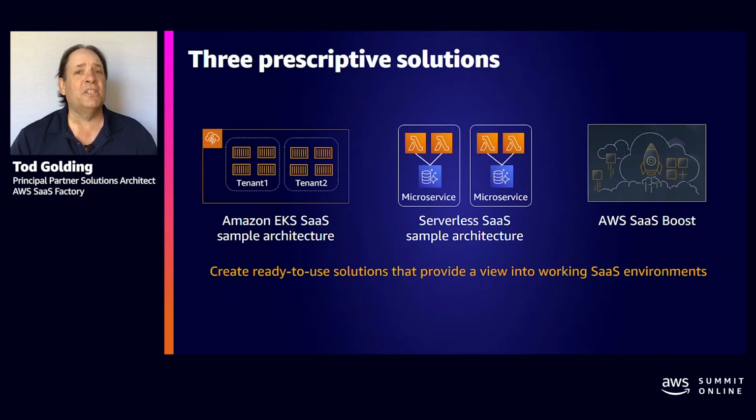Now, the three solutions that we're going to look at today fall into three different categories, and certainly we'll be adding to the menu of these options. But today we're going to look at an EKS reference architecture, and this architecture basically takes all those concepts of tenant isolation and data partitioning and identity that we talk about in SaaS environments and implements them in an EKS architecture.